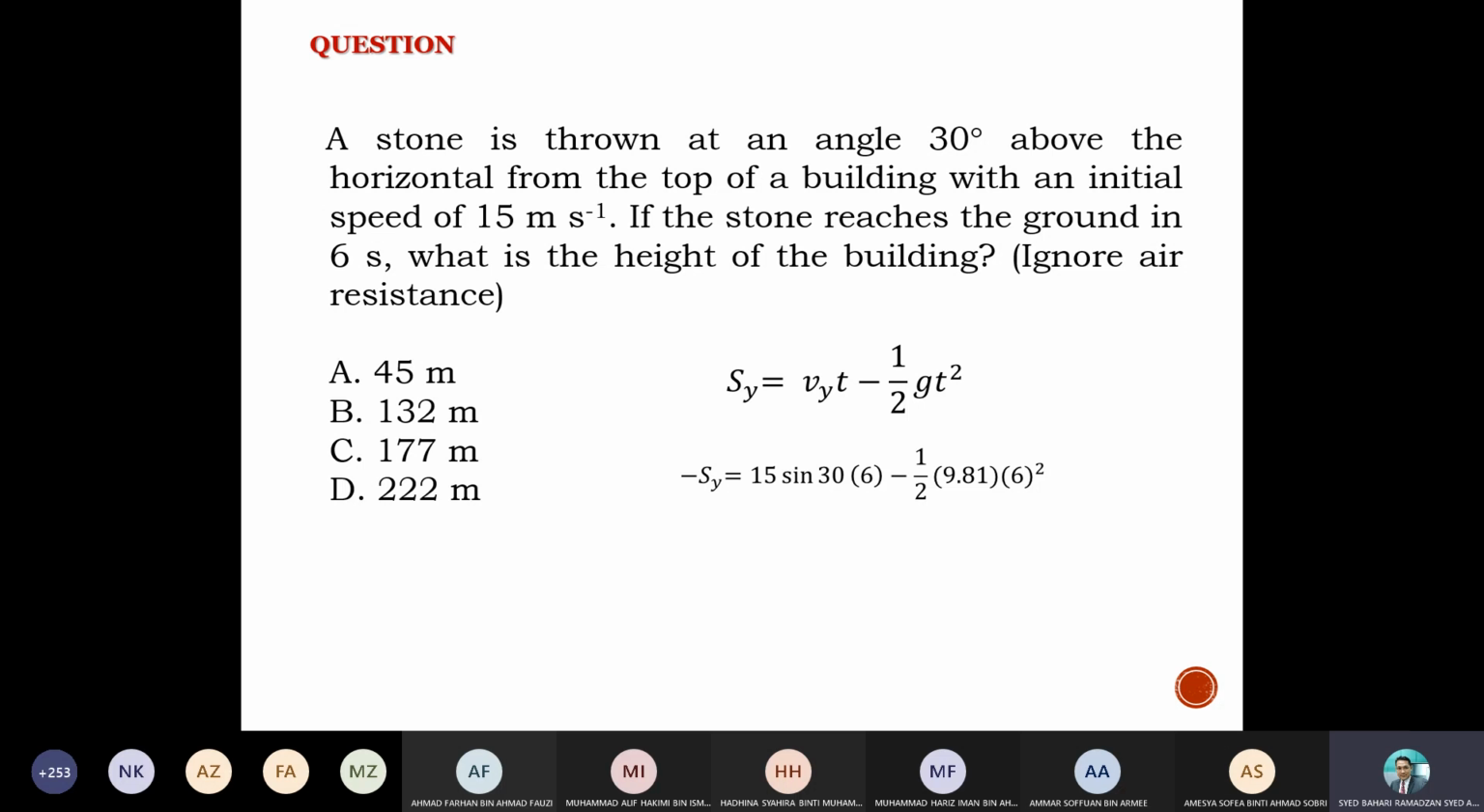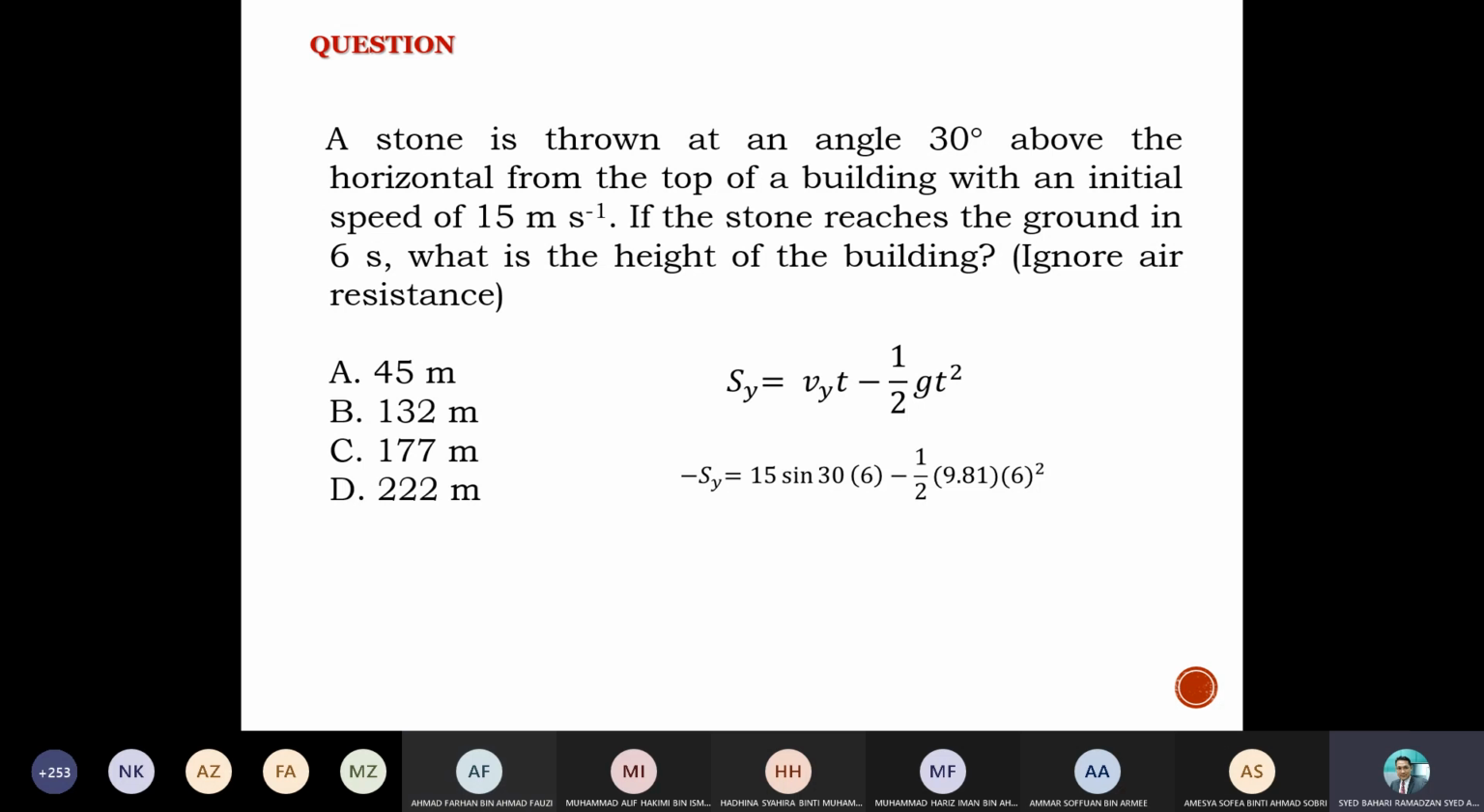Ini senang je ni. You dah kira dah? Berapa dapat? A, B, C, D. Anyone? Tak kira, cuba kira sekejap. Ini simple je ni. Dah ada nilai T, dah ada nilai V initial, dah ada nilai angle. Masuk je dalam equation. Okay, so angle 30 degree above the horizontal from the top of the building. Tak kisahlah daripada top kan. With the initial speed dah ada kat situ. So if the stone reach the ground in 6 seconds, what is the height?